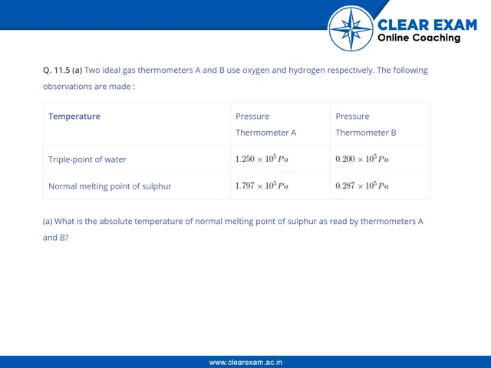Two ideal gas thermometers A and B use oxygen and hydrogen respectively. The following observations are made. For the triple point of water, the pressure in thermometer A is 1.25 × 10^5 pascals and the pressure in thermometer B is 0.2 × 10^5 pascals.